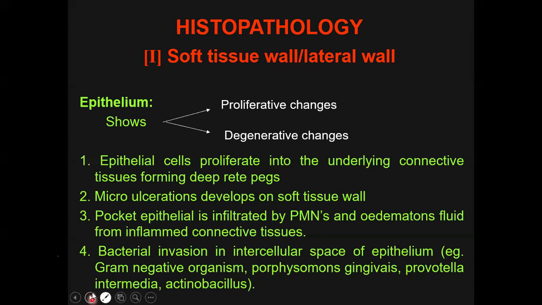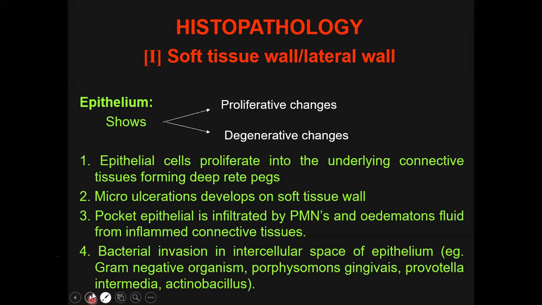Histopathology, soft tissue wall or lateral wall of the pocket. In this, the epithelium shows two types of changes, proliferative changes and degenerative changes. So epithelial cells proliferate into the underlying connective tissue, forming deep rete pegs. Microulcerations develop on the soft tissue wall. This pocket epithelium is infiltrated by polymorphonuclear leukocytes and edematous fluid from inflamed connective tissue.